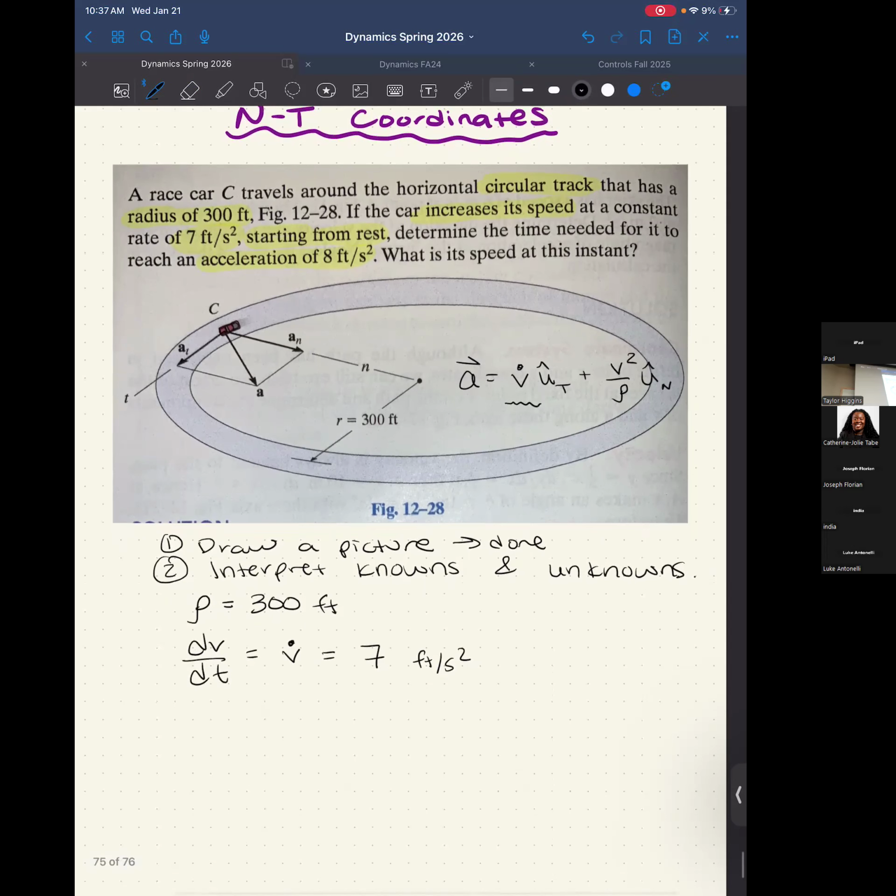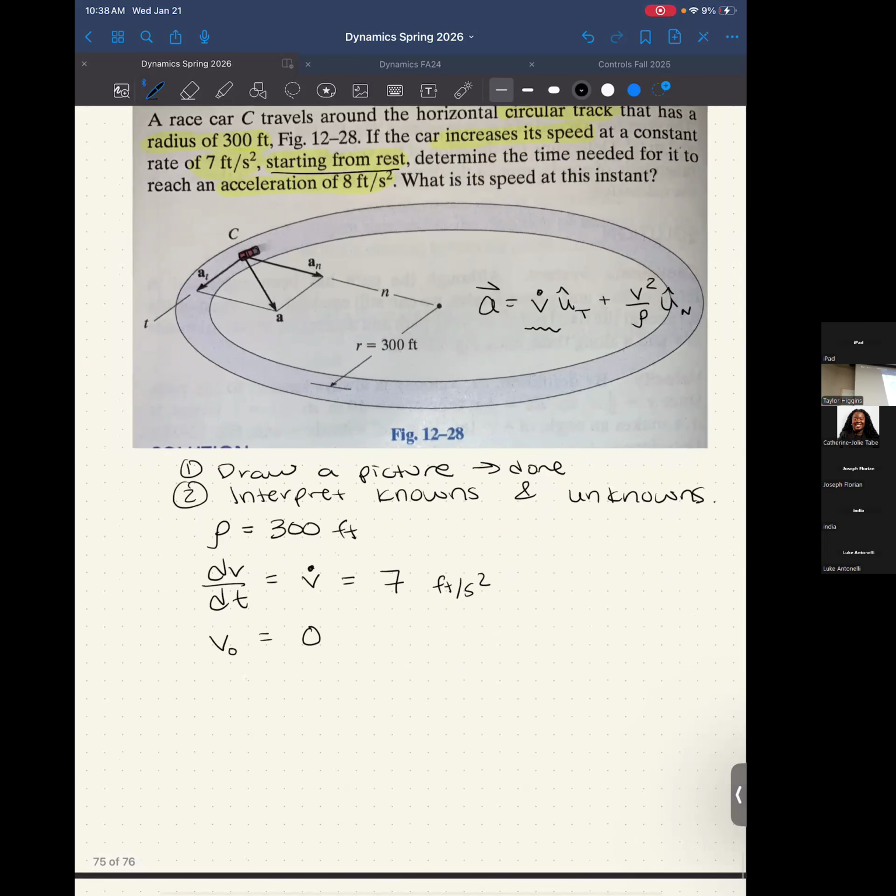What is the next highlighted part? What does that tell me? Starting from rest? Initial velocity. Initial velocity is 0. So v0, velocity and speed, are both 0. Yep, equals 0. And then that last part tells us more of the find part of this.